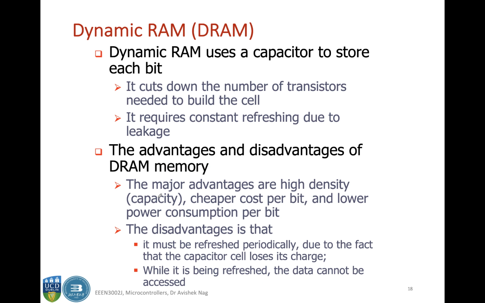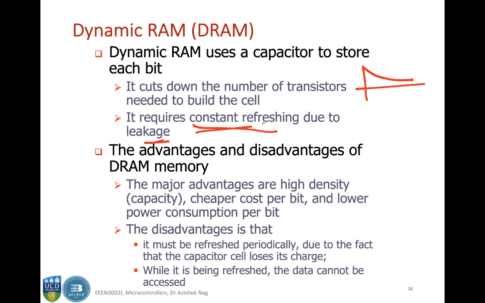Next comes the dynamic RAMs. The dynamic RAM uses a capacitor to store each bit, and therefore it cuts down drastically the number of transistors needed to build the cell. However, it requires constant refreshing due to leakage, because with a capacitor, as you know, the charge decays exponentially with time. So you need to constantly refresh these DRAMs.